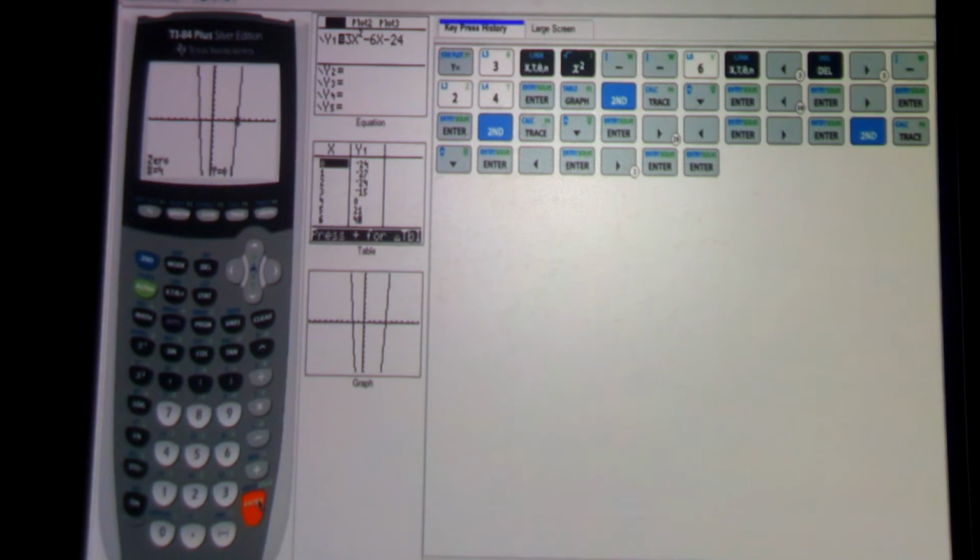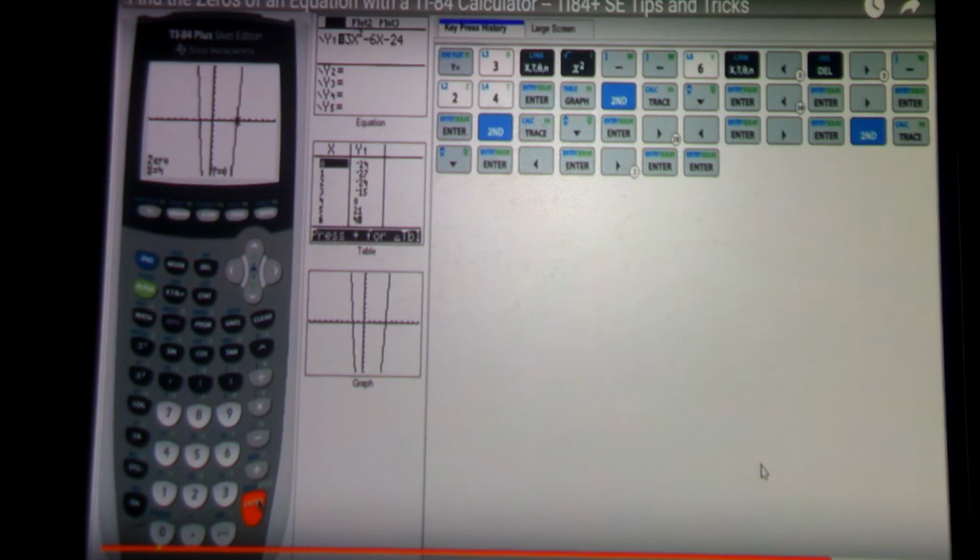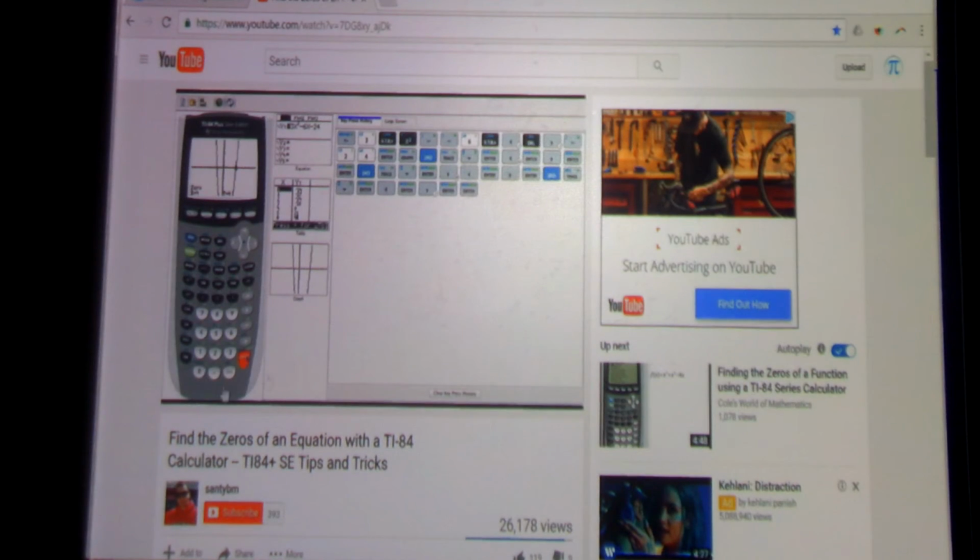If you were to solve these out by hand using factoring, you could also find that this equation that we give here will factor out to 3x plus 2 times x minus 4, or zeros of -2.